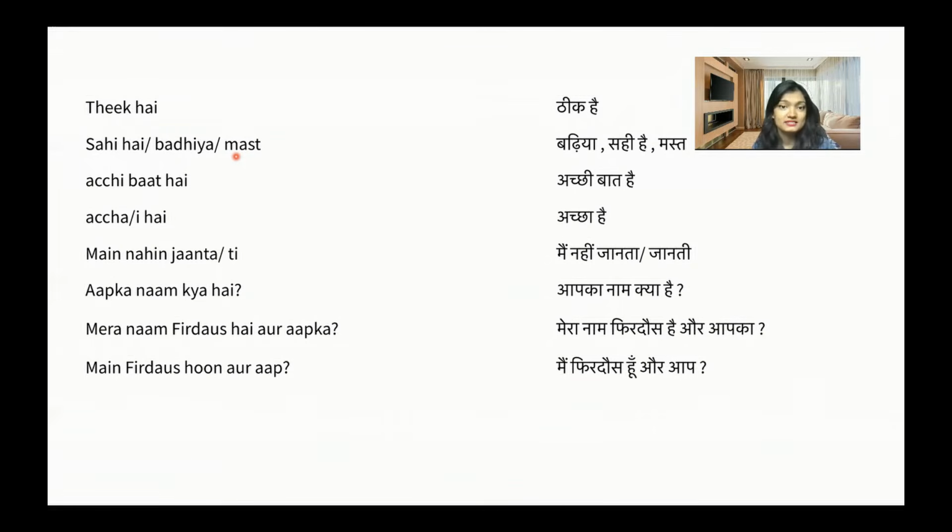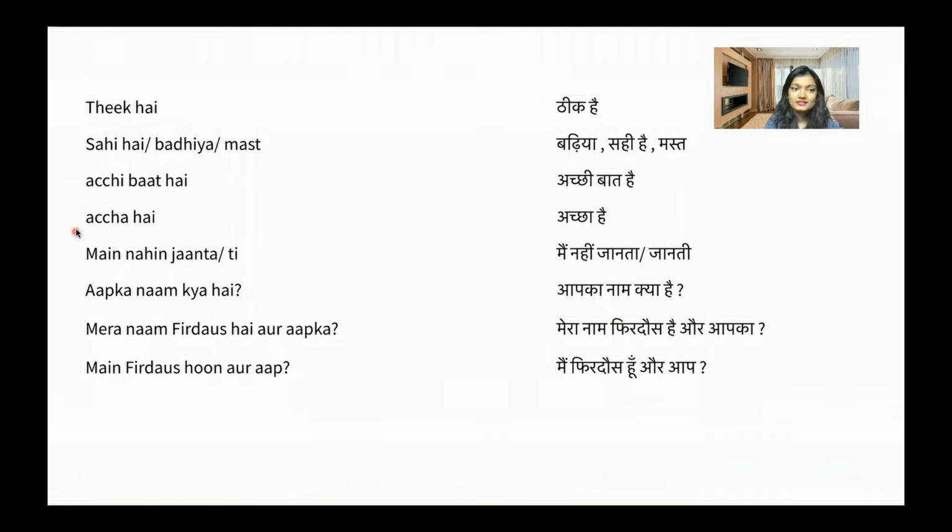Next is अच्छी बात है. अच्छी बात है means that's good. It's a nice thing. Once again, baat refers to matter, what the other person is talking about. So in response to the anecdote that the other person is sharing with you, you say अच्छी बात है. That's good, that's nice. Similarly, next is अच्छा है. Acha hai also means that's good, that's nice, that's a good thing.